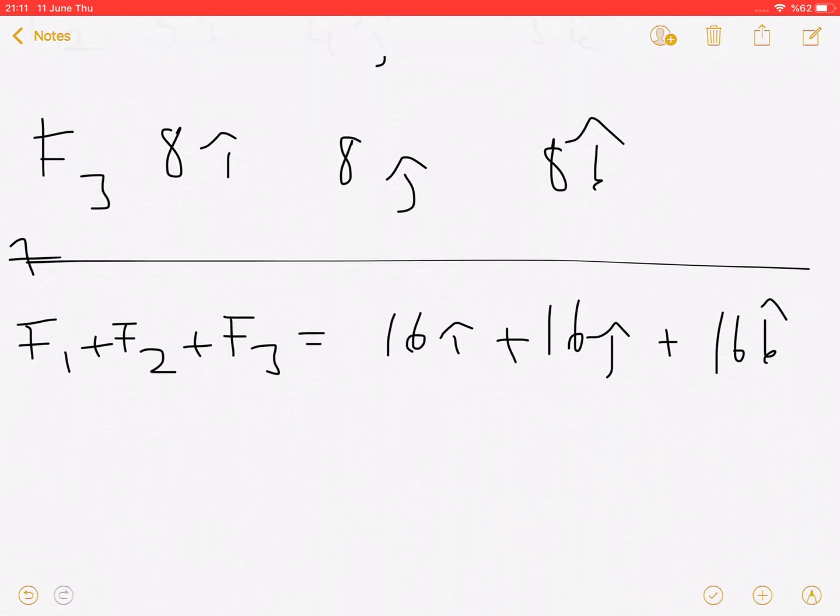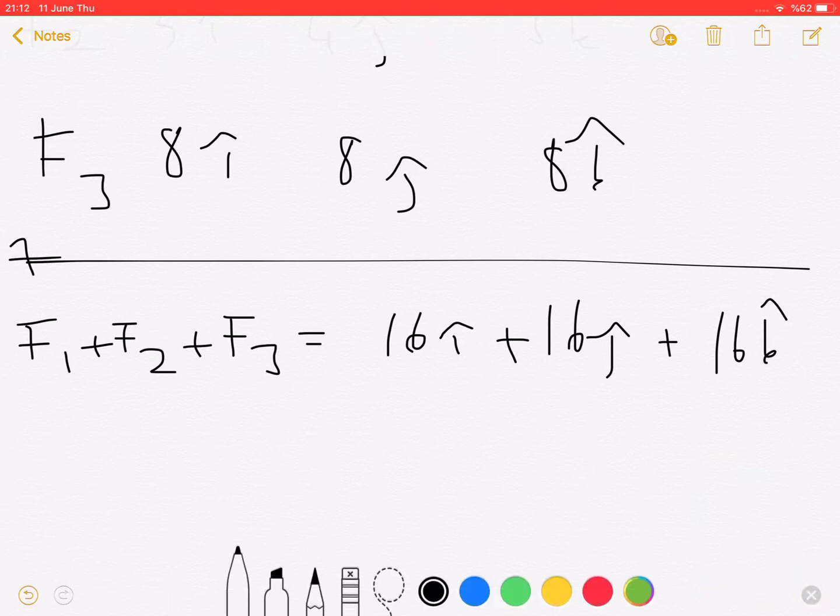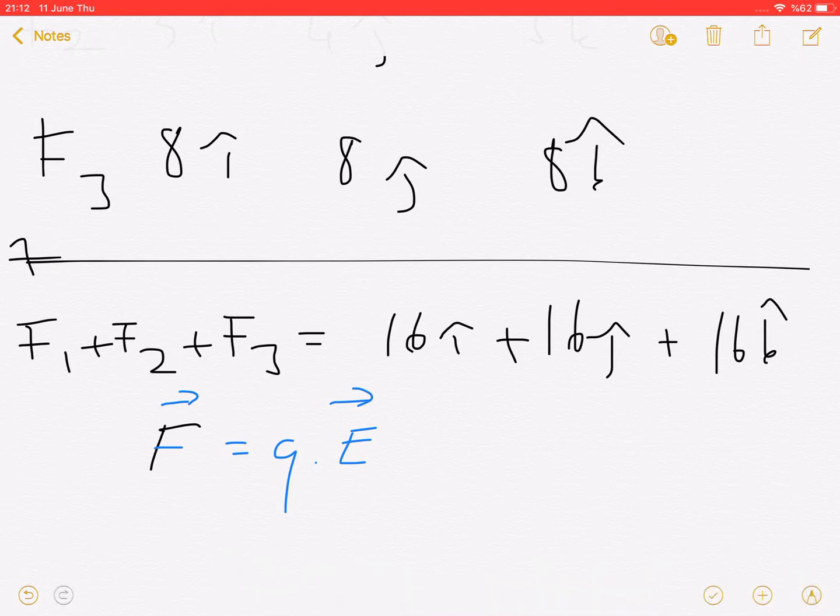So this makes sense. This situation is still valid for electric field too. Why? I'll tell you why. The main formula is F equal to Q times E. So if I divide all of them by Q, I will find the magnitude of the E. So I can write it also like that.